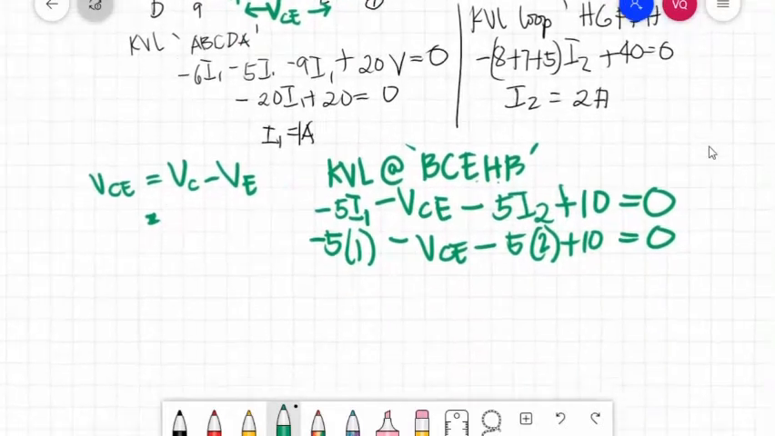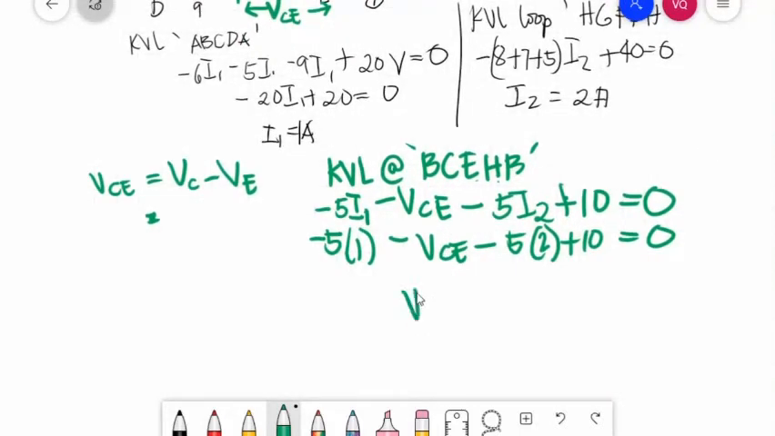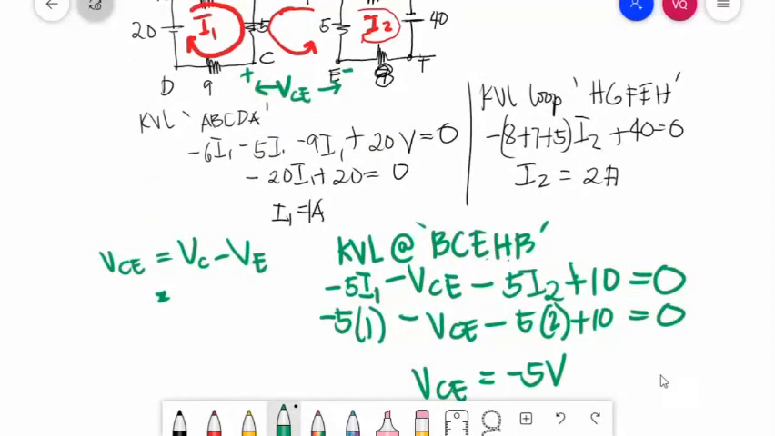Solving for VCE, you will get negative 5, negative 10, plus 10. The plus 10 cancels, so you will have negative 5 volts. The negative sign shows that C is negative with respect to point E.